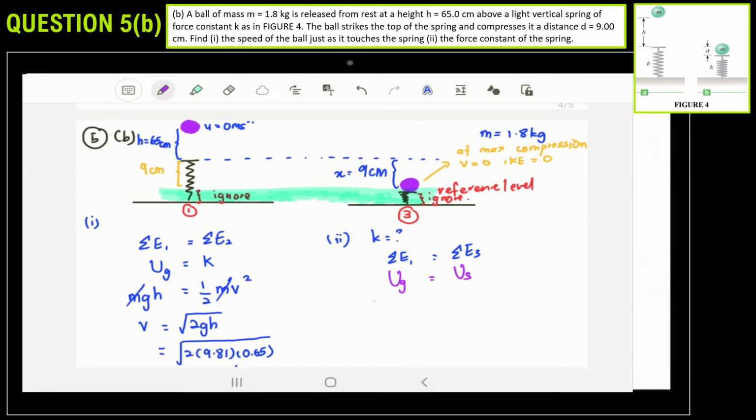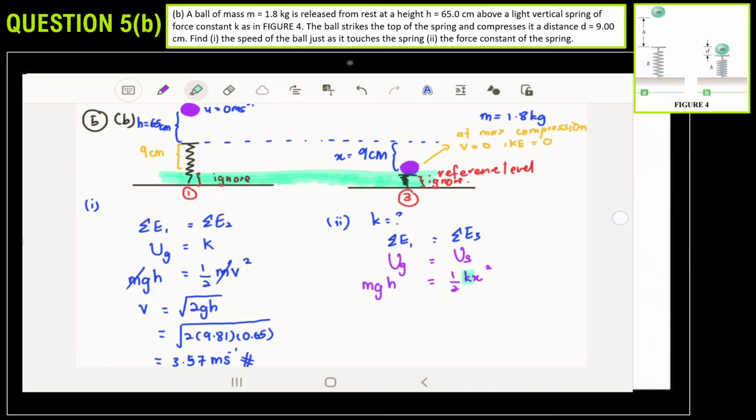Now I will write the equation mgh equals half kx squared, and we want to find k because this is our objective. Look at the diagram. In mgh, what is the height? The height is no longer 65 cm, because we have set our reference level from here. Start here, and this is the finish line, the reference level. So the height of the ball would be 65 cm plus 9 cm.